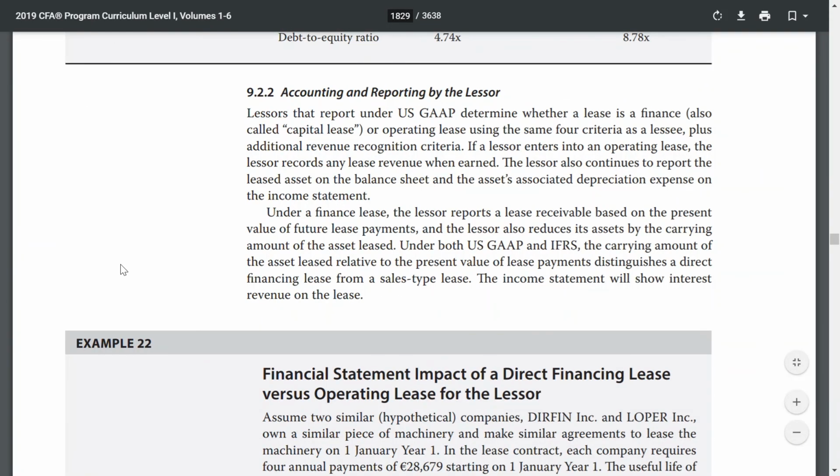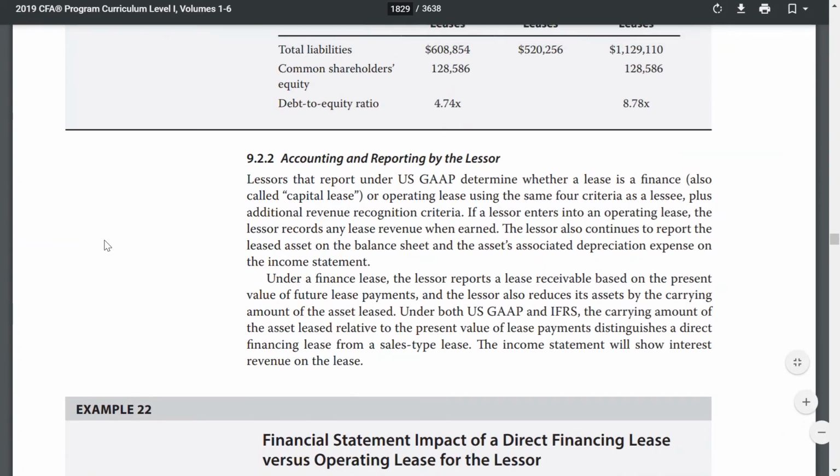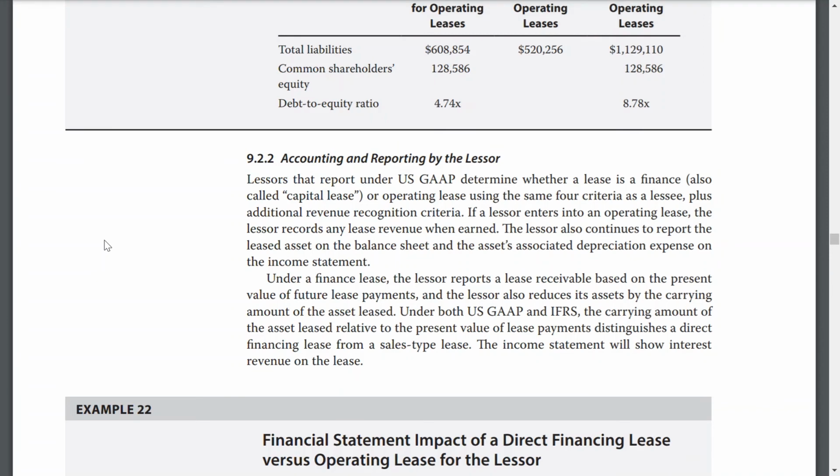Accounting and reporting by the lessor that reports under US GAAP: whether a lease is a finance or capital lease or an operating lease is determined using the same four criteria as for a lessee, plus additional revenue recognition criteria. If a lessor enters into an operating lease, the lessor records any lease revenue when earned. The lessor also continues to report the leased asset on the balance sheet and the asset's associated depreciation expense on the income statement.